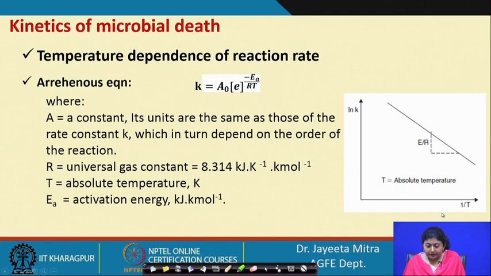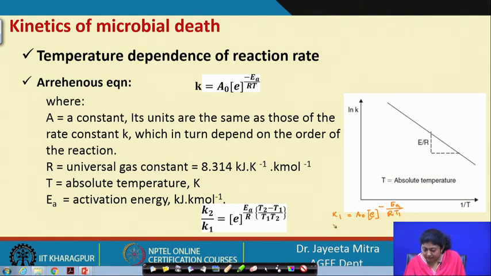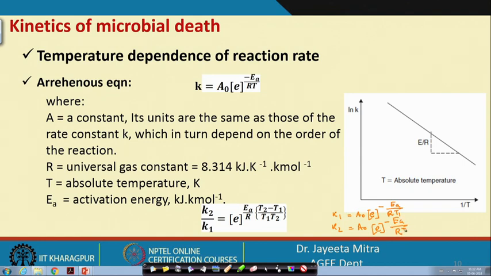Now, if we plot ln K with respect to 1 by absolute temperature, we get a straight line which is decreasing. From the slope we can get the value of activation energy because we know the value of R. So, if the reaction has happened at two different temperatures like T1 and T2, since K is equal to A0 e to the power minus Ea by RT, if it is at T1, we can write K1 equal to A0 e to the power minus Ea by RT1, and K2 equal to A0 e to the power minus Ea by RT2.